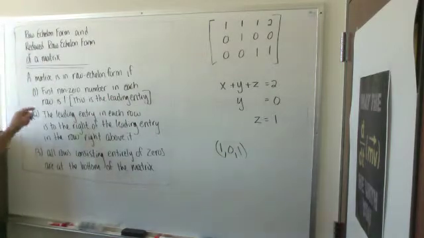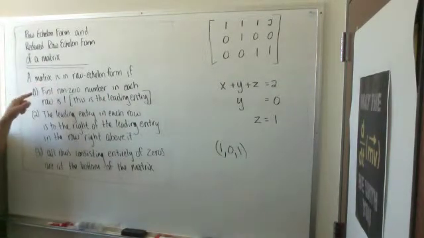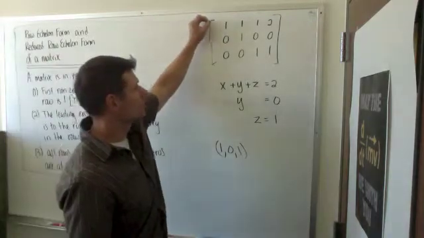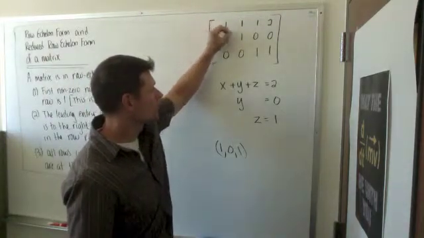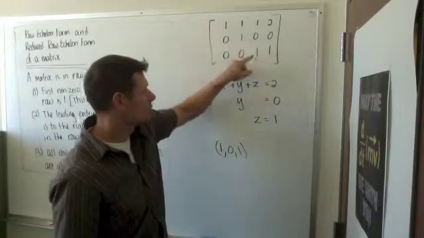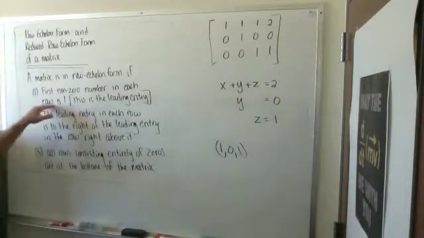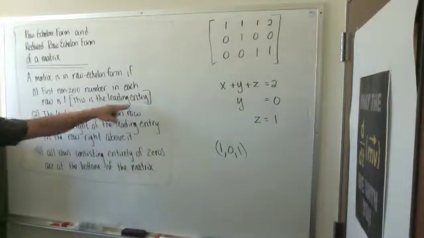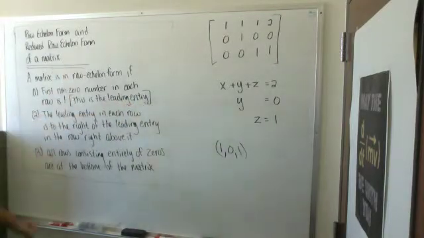Row echelon form. Why? A matrix is in row echelon form if the first non-zero number in each row is 1. What's the first non-zero number? 1. What's the first non-zero number? 1. What's the first non-zero number? 1. So that has to be the first non-zero number. It has to be a 1. That's called the leading entry. The leading entry we want to be 1.